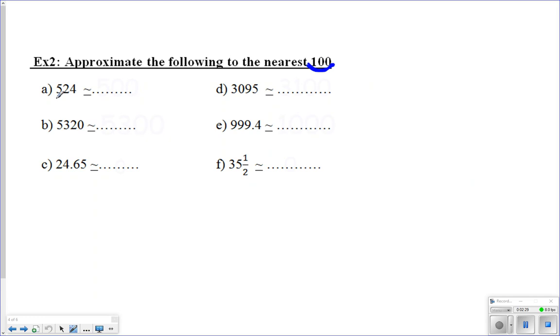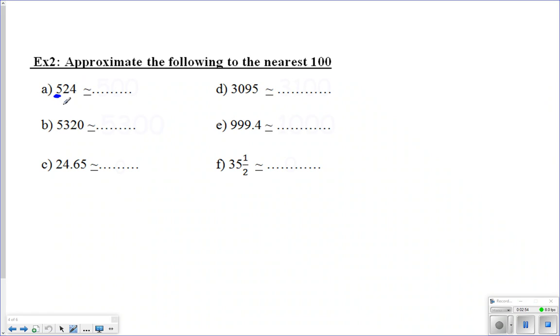Okay, this number is 524. The place value of 4 is units, 2 is tens, and 5 is hundreds. And we are searching for the hundreds. So our number is 5. Yes, our number is 5. So we will underline 5.